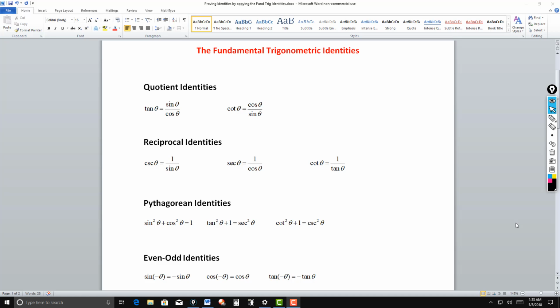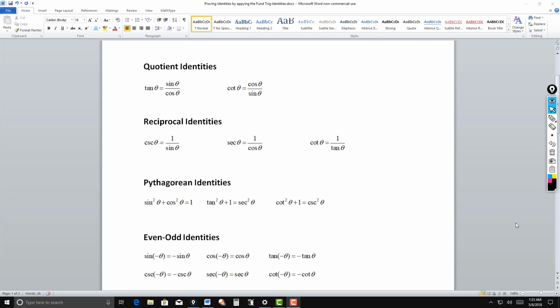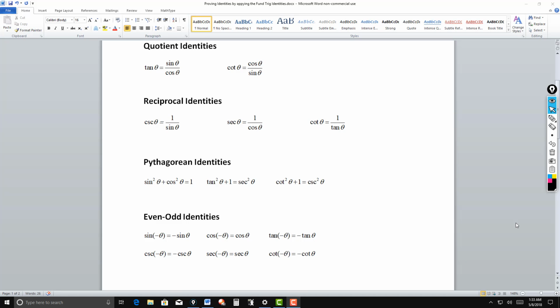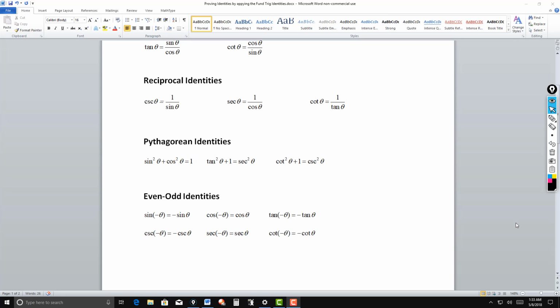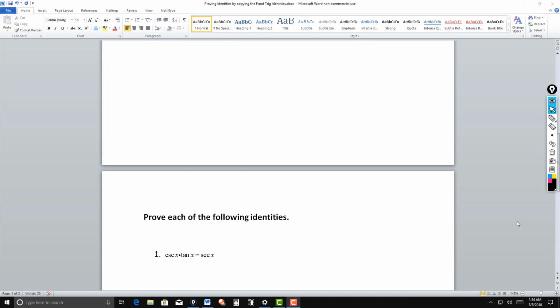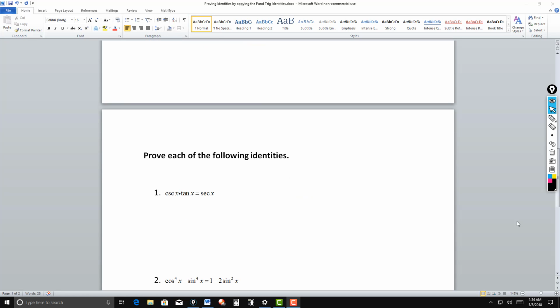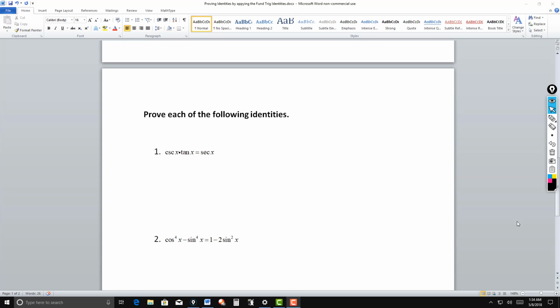So we have the quotient identities, the reciprocal identities, the Pythagorean identities, and then the even and odd identities. We talked about the fact that the cosine and secant functions are even, and the other four are odd. So we want to use these identities to prove or verify that these are identities.